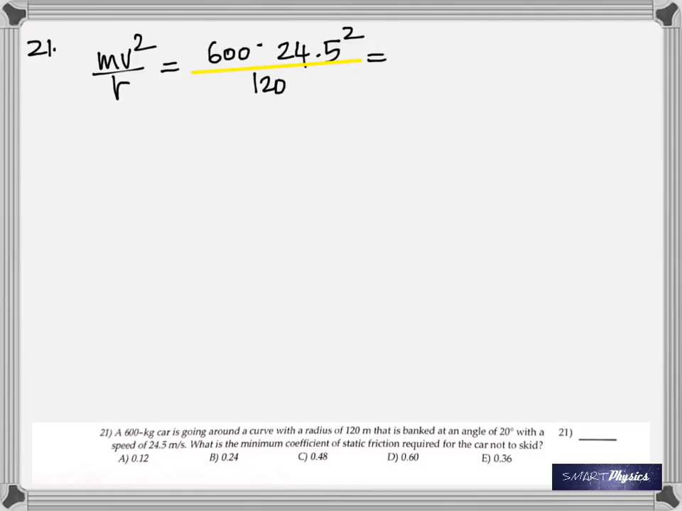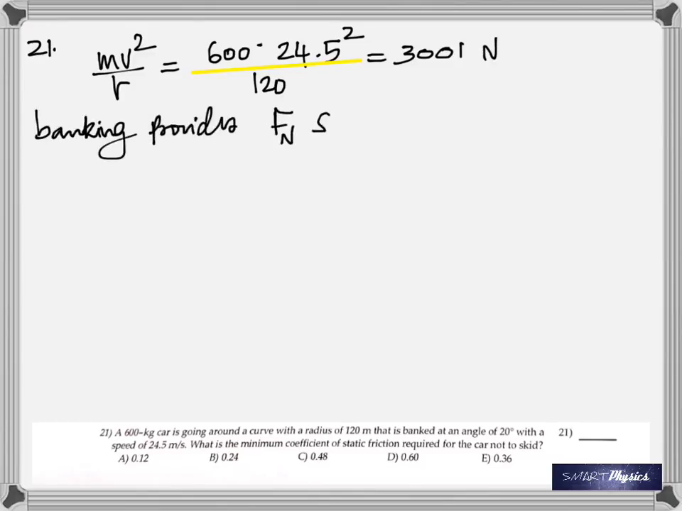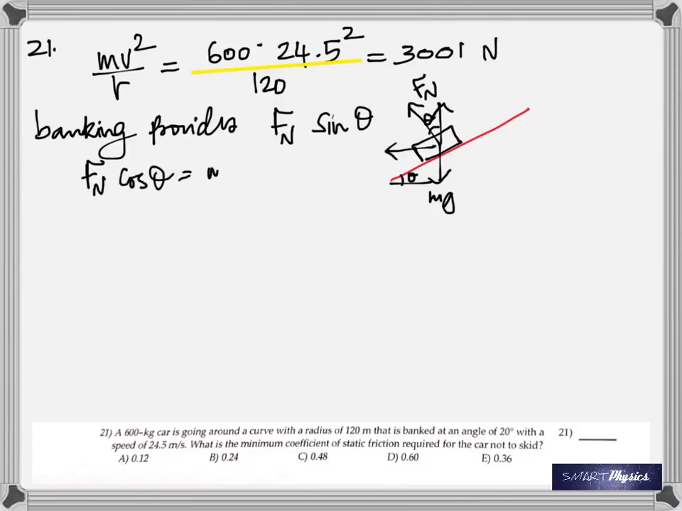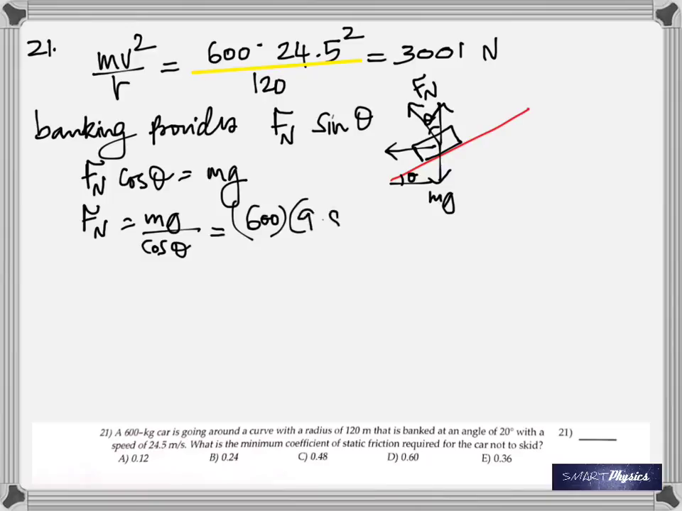All right, before you write, did you understand that statement? To keep the car on the road, that's how much you actually need: mass times the square of the velocity divided by the radius. That comes out to 3001 Newton. And banking provides Fn sine theta. That is the normal force, Fn, resolved into Fn sine theta and Fn cos theta. Okay, Fn cos theta is equal to mg. So from that I can find Fn because I have mg.